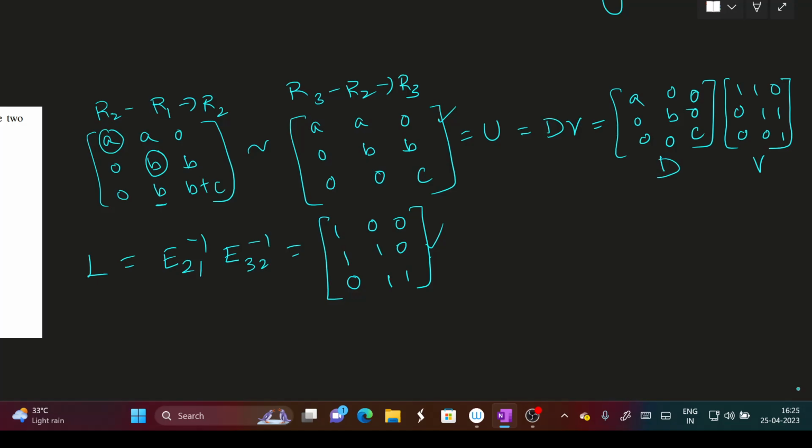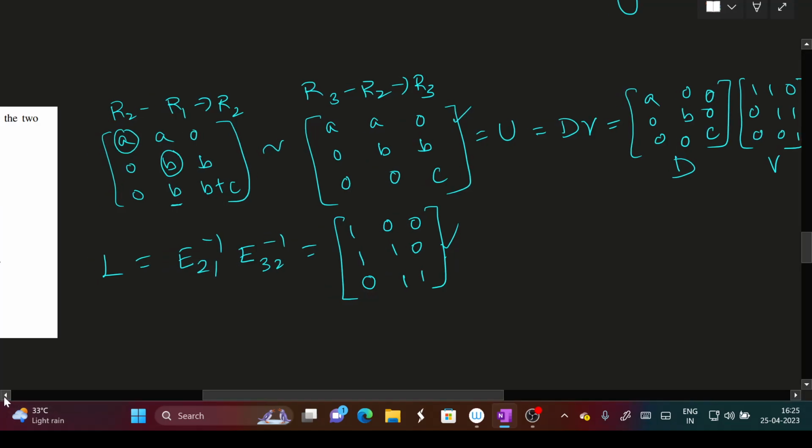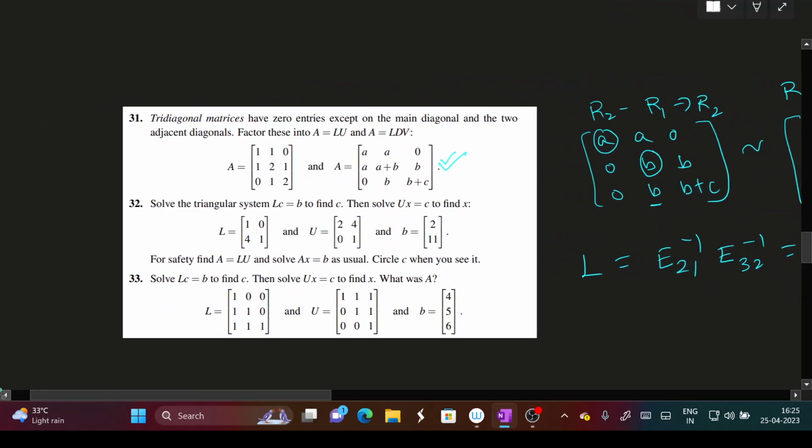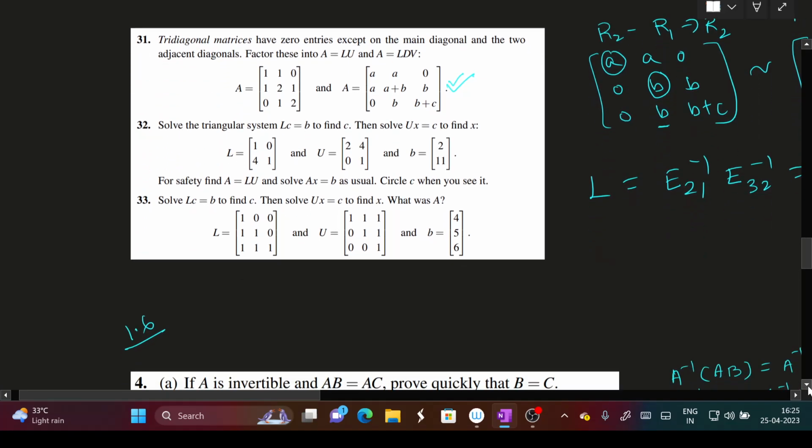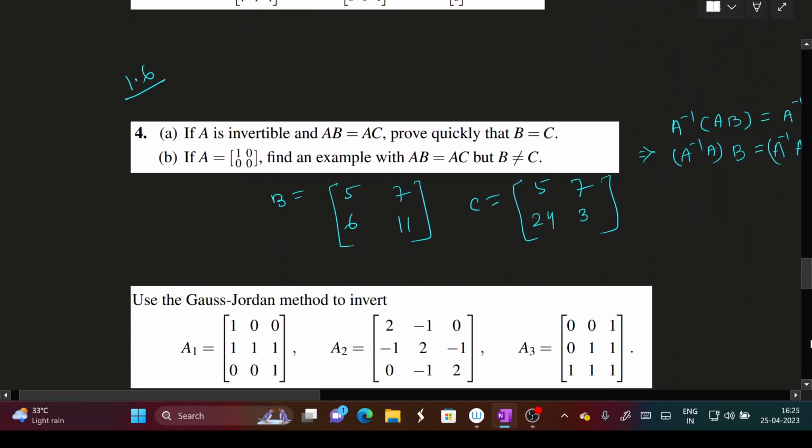We can write. So already we have written several times, so finally it can be done. And this question and questions 32 and 33, like this, several questions we have done several times. So now we will not repeat the same process. Now let us come to article 1.6.